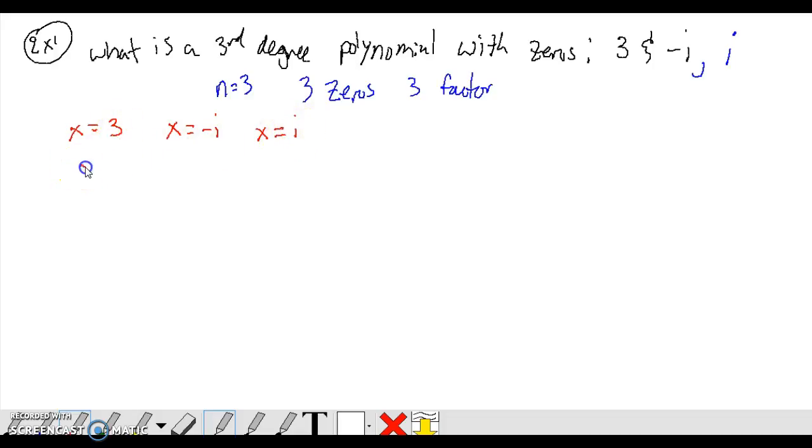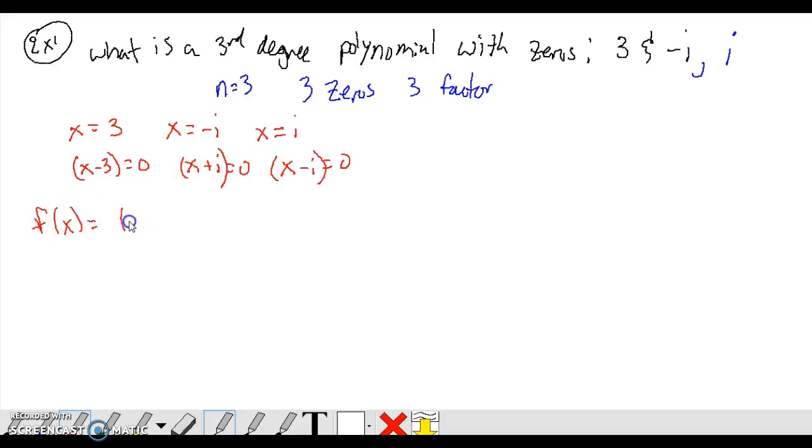So what was that equation? That first one was probably x minus 3 equal to 0. This was probably x plus i equal to 0. And this was probably x minus i equal to 0. If you think about this, all factors, all binomials. And so we want to put it into an equation.